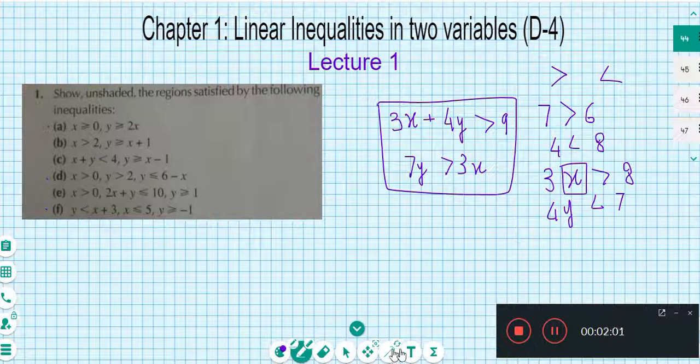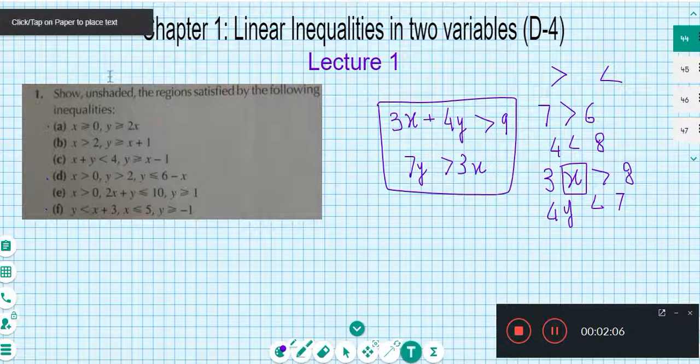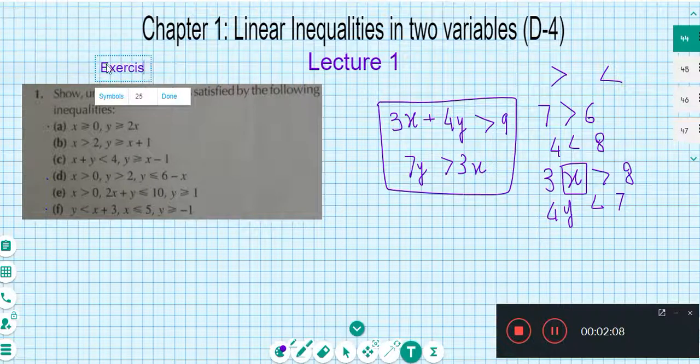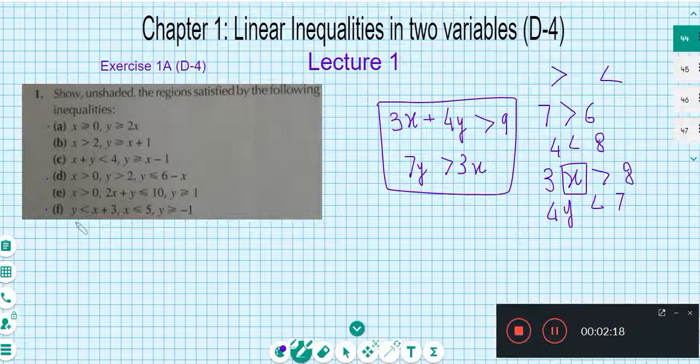So I'm going to do exercise 1a first. Exercise 1a of the D4 book. Question number 1 says, show unshaded the region satisfied by the following inequalities. So how to shade the region? I will teach you in this question. In part A we have two inequalities, x is greater than or equal to 0 and y is greater than or equal to 2x.